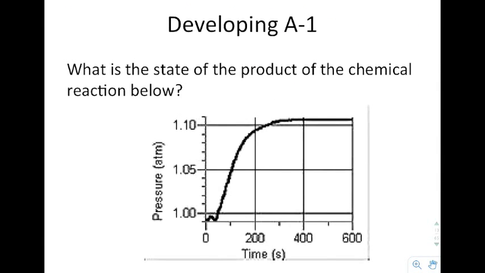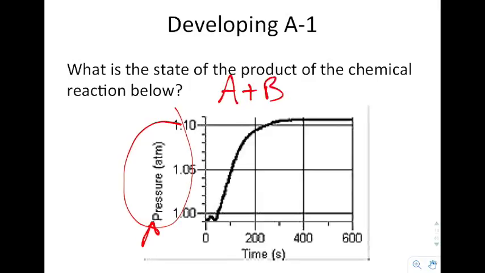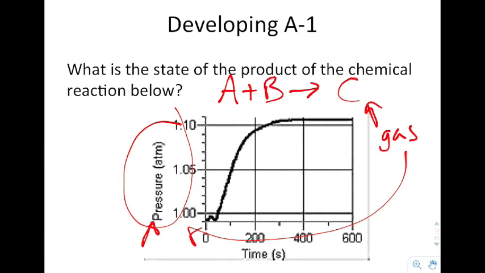Now, this question says, what is the state of the product of the chemical reaction below? If you look at this, you could say that it does have to be a gas right here, because we're talking about pressure. Pressure is the only one in which you can change the pressure. What it's saying is that we have some sort of reaction, and as that reaction occurs, it is producing a gas. Gas is the only one that would increase the pressure. If you actually had a solid or a liquid produced, it would have no effect on the pressure whatsoever.